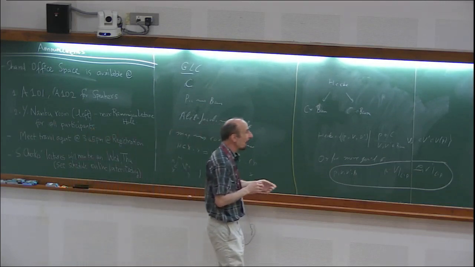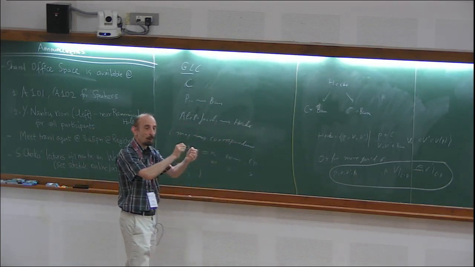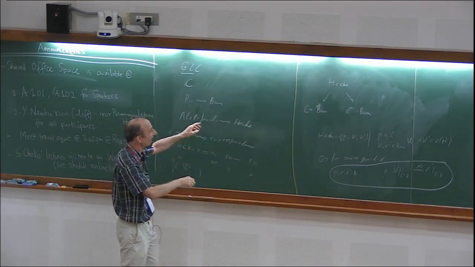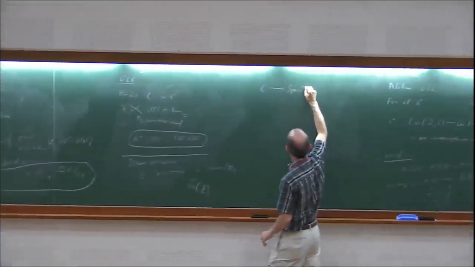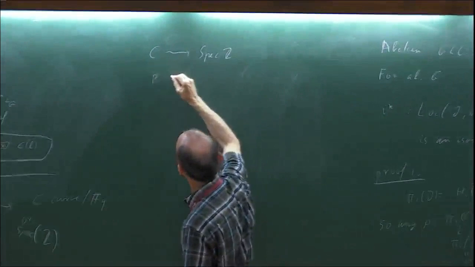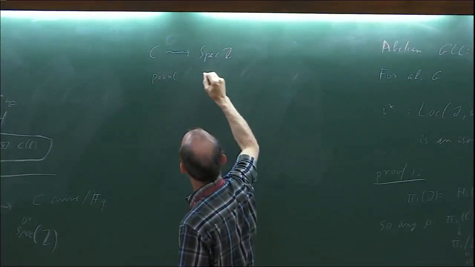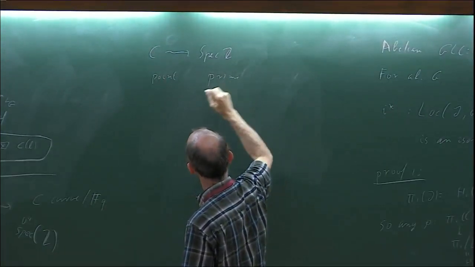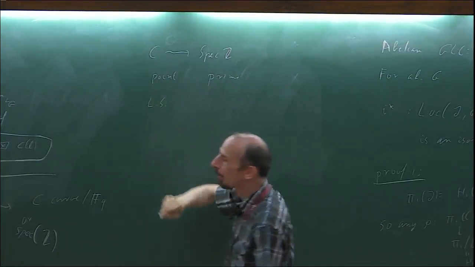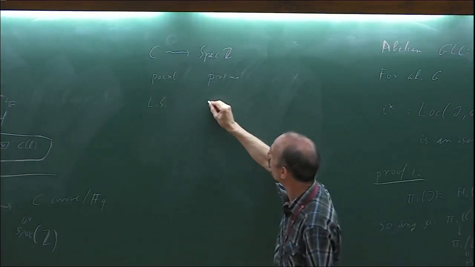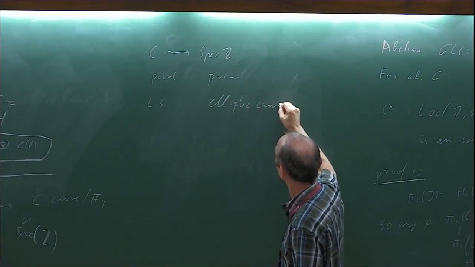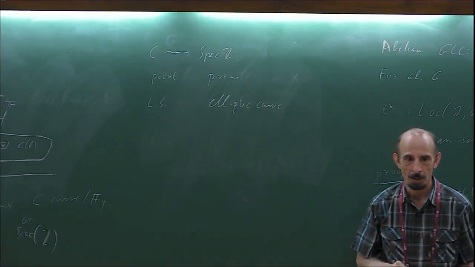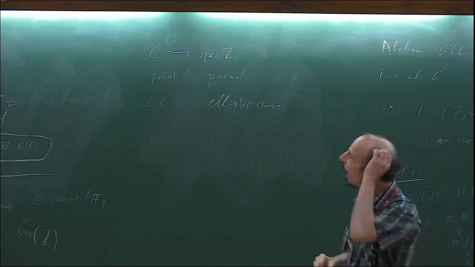So one way to replace: the curve heuristically becomes Spec Z. A point becomes a prime. A local system, let's say a rank 2 local system, becomes an elliptic curve.